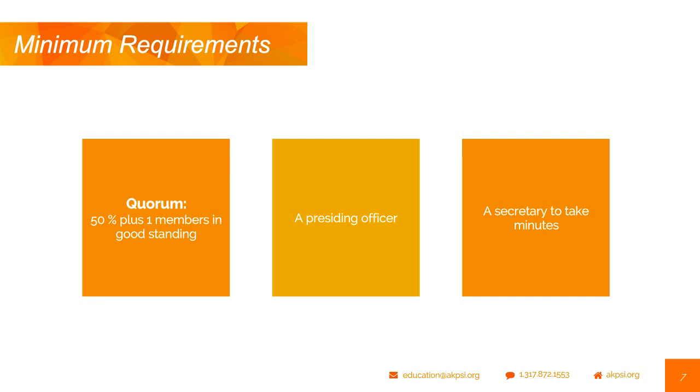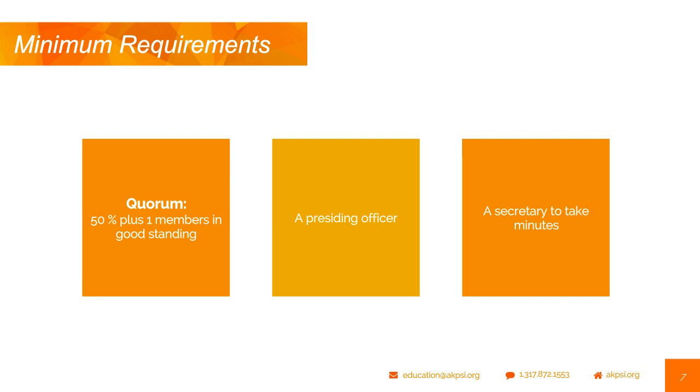Quorum is the minimum number of members who must be present to hold and conduct a business meeting. This can vary by organization. However, for the fraternity, we use a simple majority, which is 50% plus one of the members in good standing. If you do not have 50% plus one members in good standing present at the meeting, you cannot conduct business until this requirement is met. This is stated in Article 4, Section 2 of the Constitution.